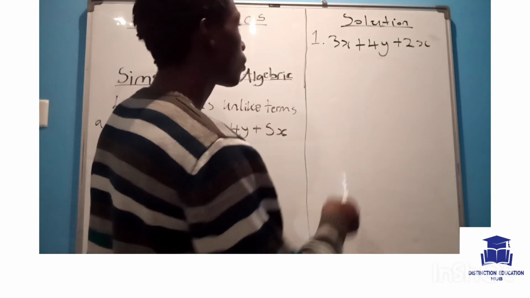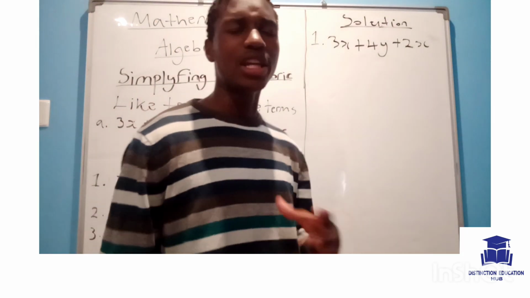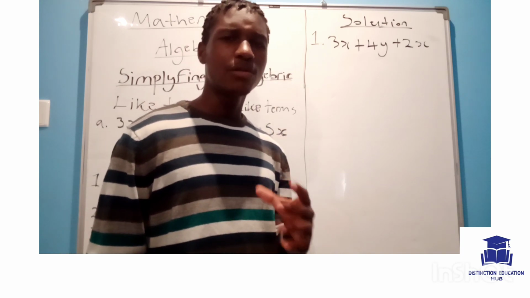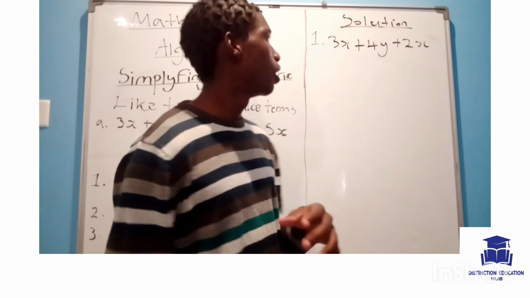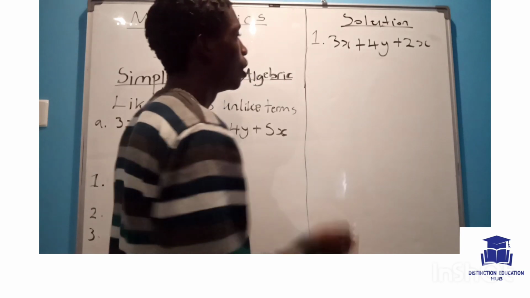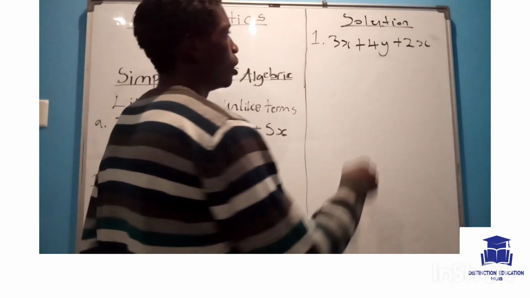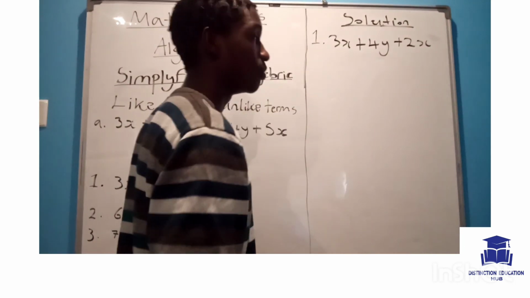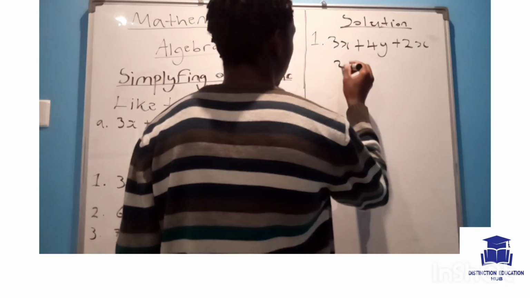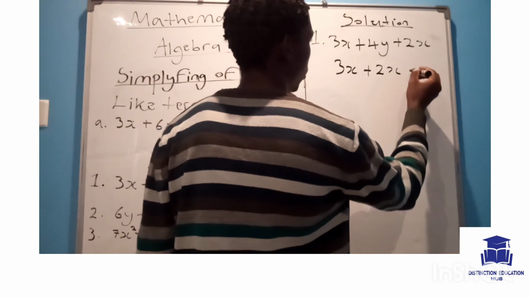Number 1, 3x plus 4y plus 2x. Before you do anything, you first have to collect the like terms. So you have to identify the like terms. So is 3x and 4y like terms? No. 3x has a variable of x and 4y has a variable of y. 3x and 2x are like terms because they have the same variables. So firstly, we start with 3x plus 2x, plus 4y.